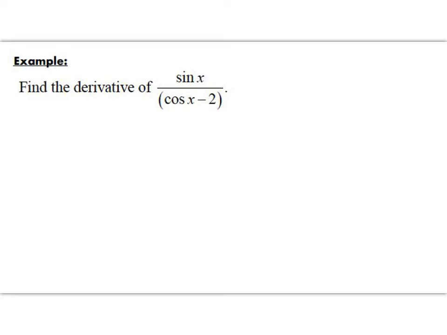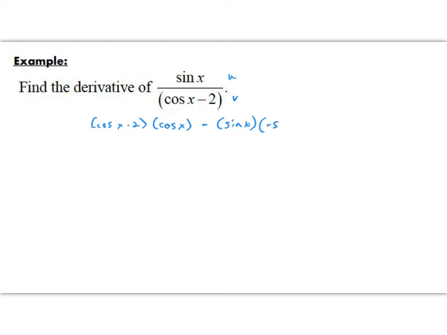Once again, it looks like we have the curse of the revenge of the quotient rule. Okay, so here's our u, here's our v, our upper, our lower, our high and our low, whatever you want to call it. So the derivative is low d high, which is cosine of x, minus the high function, sine of x, times the derivative of the low function. The derivative of the low function is negative sine x, and then that 2 is a constant, so it goes bye-bye.